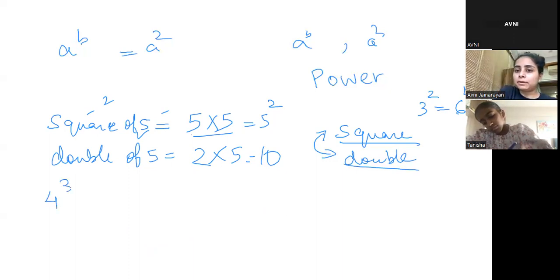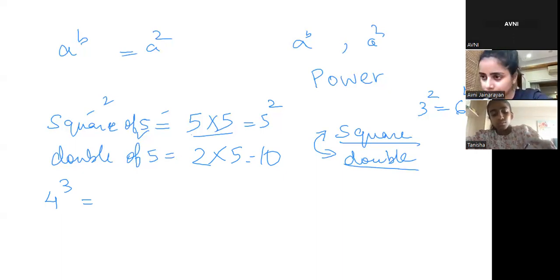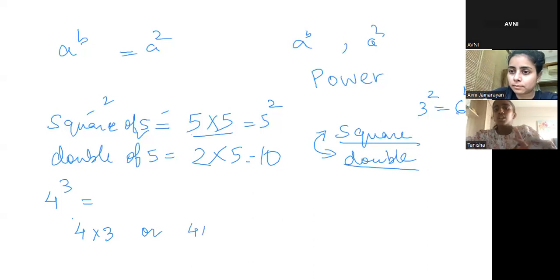4 raised to the power 3. Tell me how you are going to do it. Write it in the notebook and then check your answer with me. 4 raised to the power 3. The answer is 12. Okay.